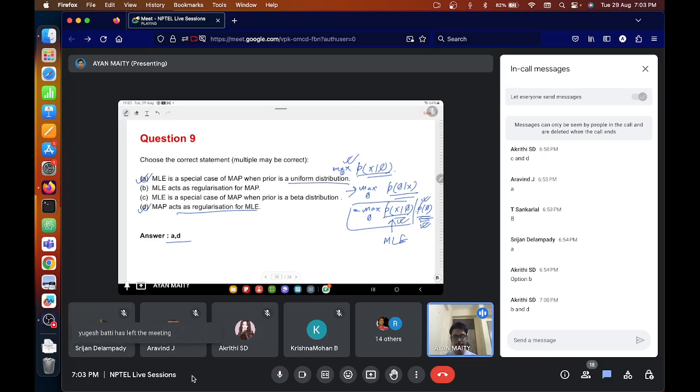These things are given in the video lectures, so you can go through those video lectures again. The definitions of MLE and MAP are given there, mathematical definitions, and it will be much more clear if you go through those video lectures again. So correct answers are A and D here.